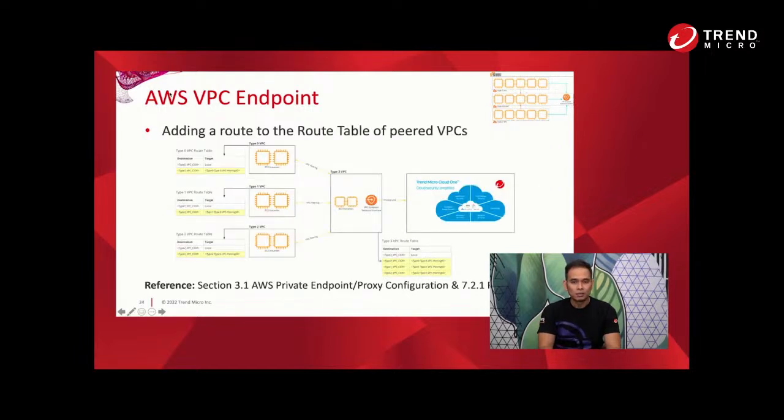Some of the things you need to ensure: your routing table must be configured according to what is shown in these slides. One of the important things to take note of is to ensure that the destinations are filled in with the required peering ID. This is to ensure smooth routing between the VPCs.